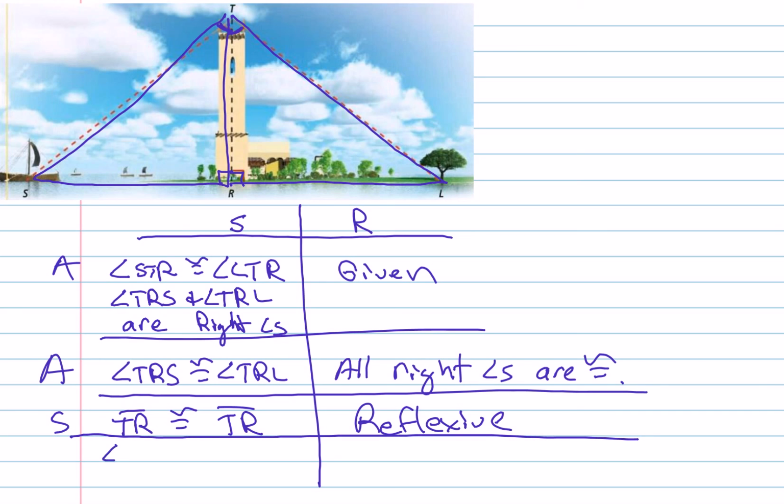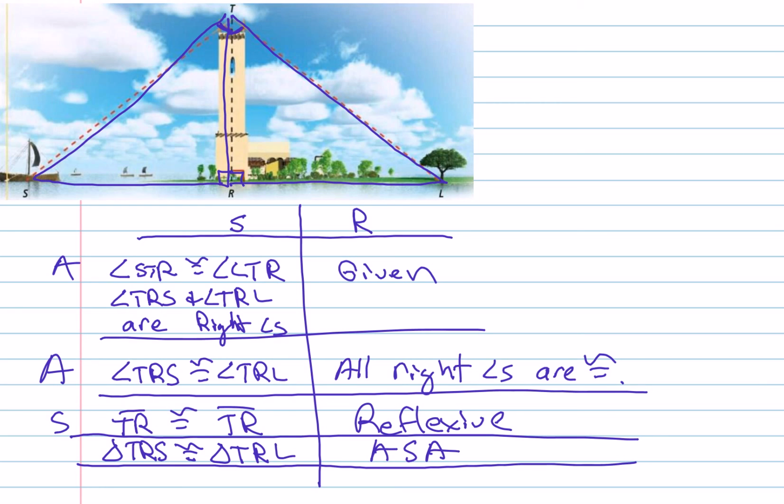So now I can say the two triangles are congruent. Triangle TRS is congruent to triangle TRL by angle-side-angle. And then lastly, since the two triangles are congruent, the corresponding parts are congruent. Notice RS are the last two listed here, and RL is the last two listed there. So I can say RS is congruent to RL, and the reason is corresponding parts of congruent triangles are congruent, or CPCTC.